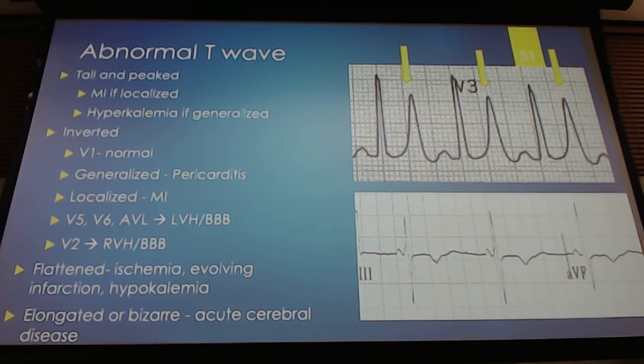If we have flattened T waves, okay, so they're real flat, hypokalemia could be the cause. If they're infarcting, that could be the cause, or if they have ischemia. Okay, if they look elongated, so they're really long, or they're symmetric, up and down, we think about a stroke, could be a hemorrhagic stroke, could be an ischemic stroke, and that could be the cause.